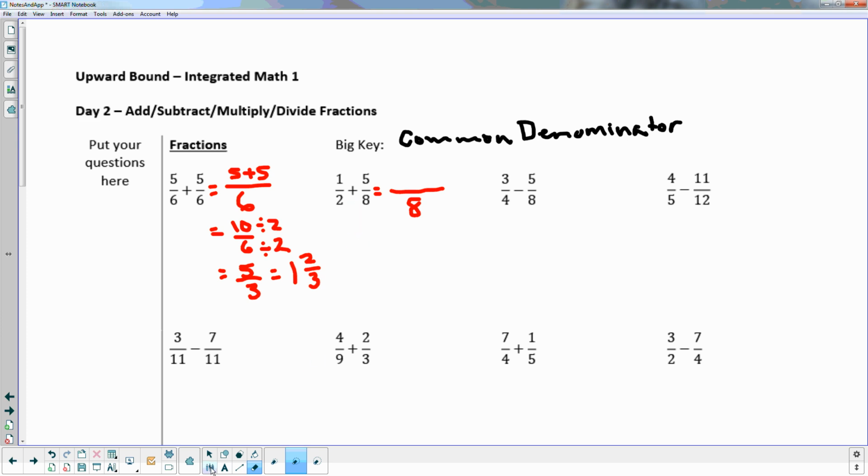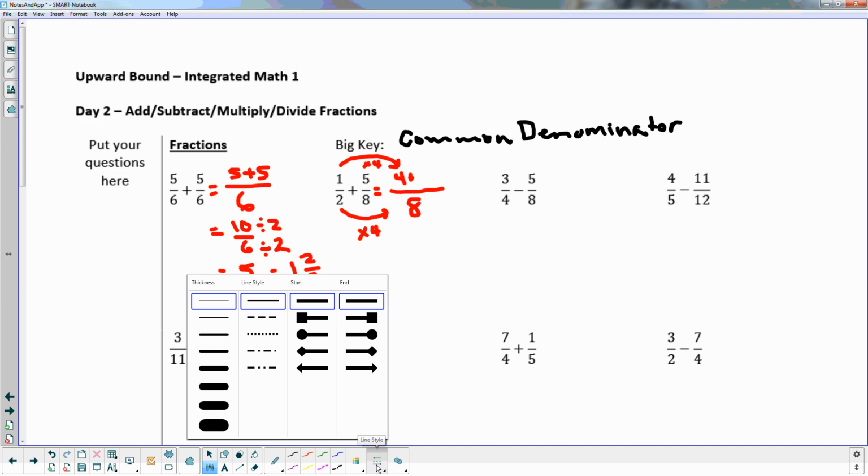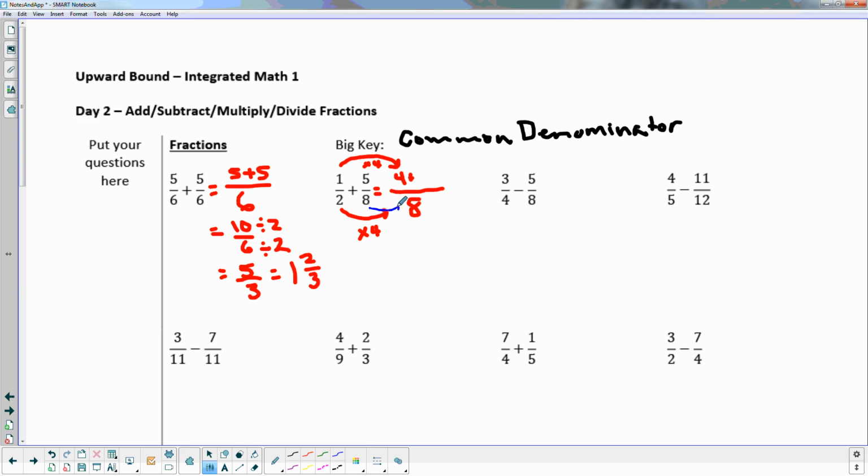So I have to ask myself, what did it take to turn 2 into 8? To turn 2 into 8, I had to multiply by 4. So I'm going to do that same thing on the top, and multiply the 1 by 4. 1 times 4 is 4. And then, what did I do to turn 8 into 8? Well, I didn't do anything. It's already 8, so we're good. So I'll do that same thing with the 5. Instead of multiplying it by something, I just get 5. So my final answer will be 4 plus 5 over 8, or 9 over 8.